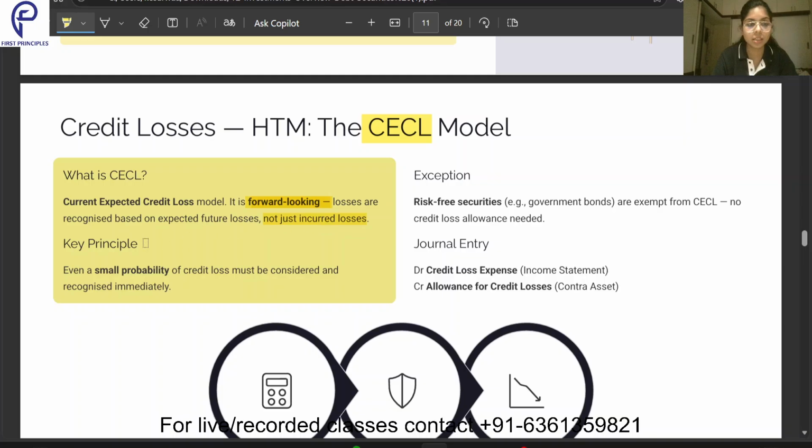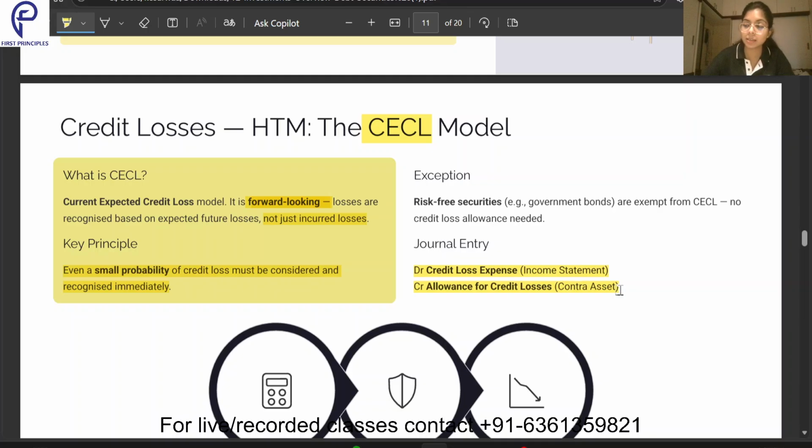What is the key principle? That even a small probability of credit loss must be considered and recognized immediately. That means if there is a small chance that there could be a credit loss, that loss should be considered and recognized immediately. Where should it be recognized? On my income statement. What should be the journal entry? We should debit the credit loss expense and credit where? In allowance for credit loss.